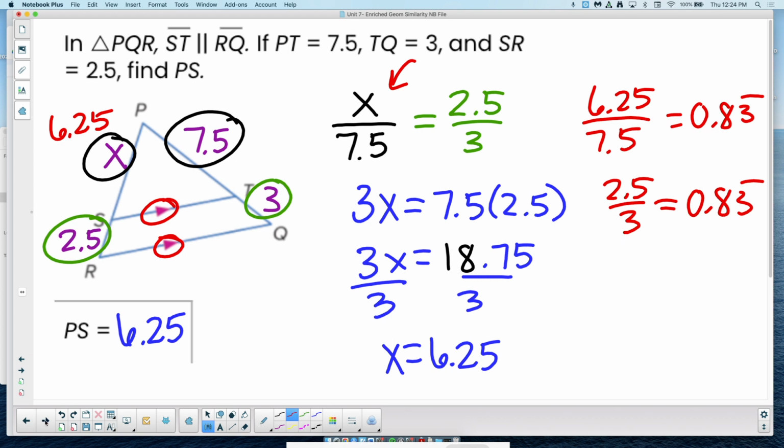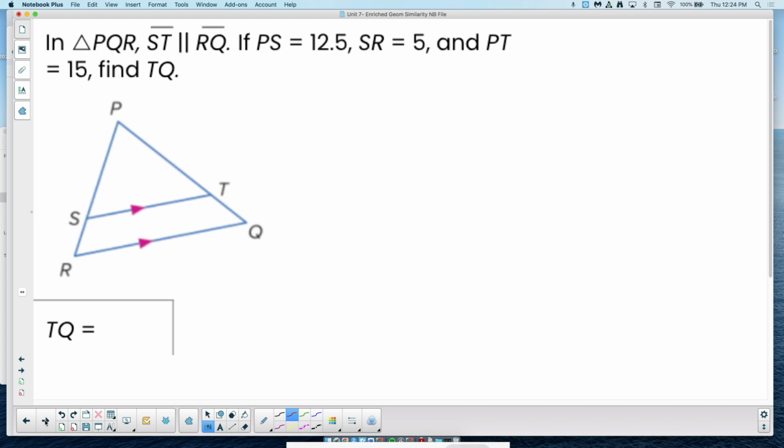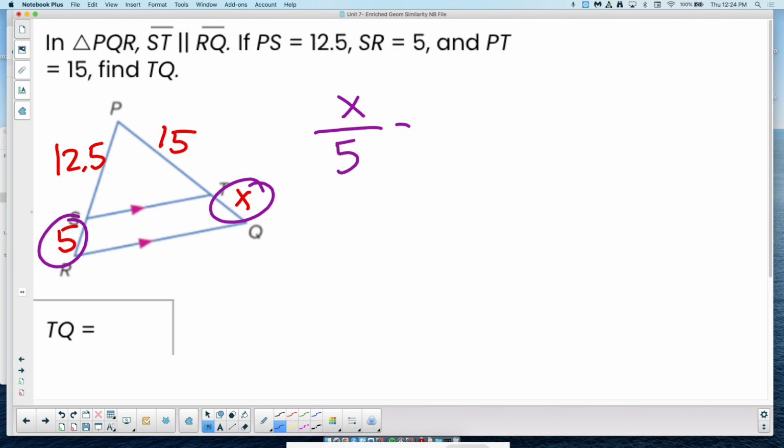Okay, let's try another one. Same triangle, PQR. ST is parallel to RQ. This time we know that PS is 12.5 and SR is 5. PT is 15, and we want to find X. There are many ways to write this proportion. I like to do things the same way. I always like to start with my variable. So X on the left side matches 5. Set that equal to, come back to the right side, the side we started with, 15 matches 12.5.